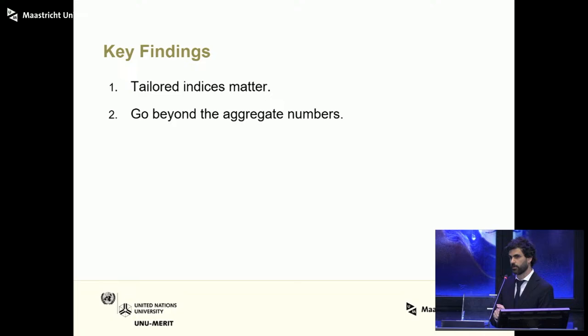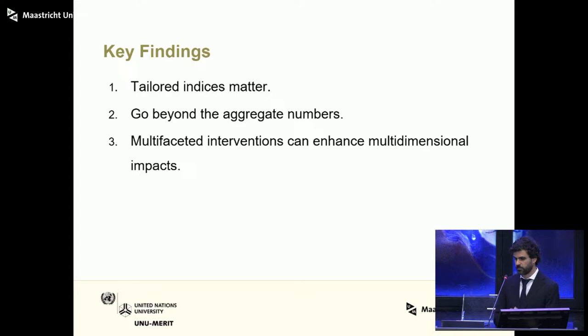This is related to the third takeaway, which is that multifaceted interventions, such as the microfinance multiplied approach, can enhance multidimensional impacts. And a word of caution, based on evidence from the third paper, is that you cannot really integrate any program to achieve results in any outcome. You have to be strategic related to which programs you integrate and what outcomes you want to measure.